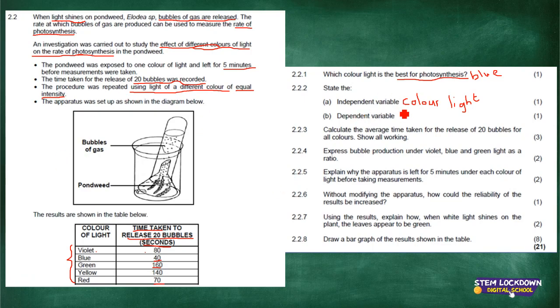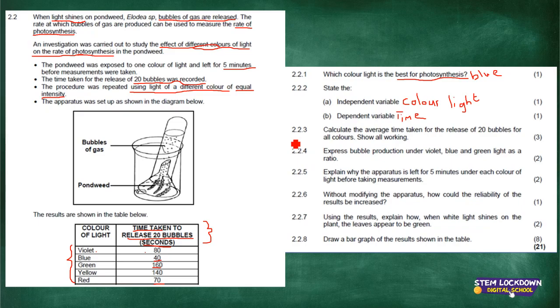So this is the dependent variable, the time taken. It's this part here, guys. It's going to take me forever to write because my handwriting is very crappy. But yes, the dependent variable is the time taken to release 20 bubbles. I hope we're together. Danielle, do you understand why time in seconds is not independent? I'll be waiting for your response as we move along.